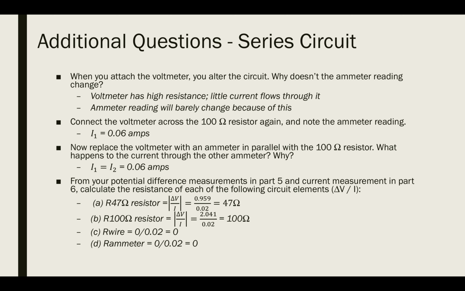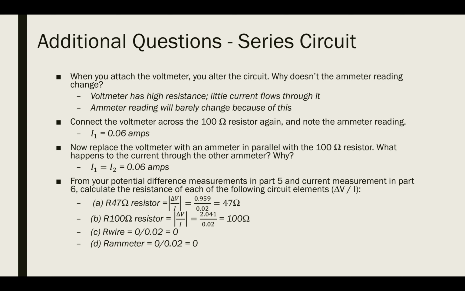A few additional questions before we move on to RC circuits. When you attach the voltmeter, you alter the circuit. Why doesn't the ammeter reading change? Well, because the voltmeter has high resistance, little current is going to flow through it. Because little to no current is going to flow through it, the overall current of the circuit is not going to change, and the ammeter reading will thus barely change. When I connected the voltmeter across the 100 ohm resistor, both in series and in parallel, I found that the readings were 0.06 amps.